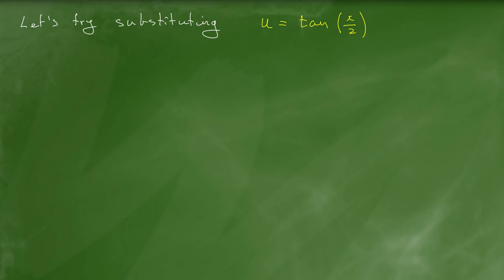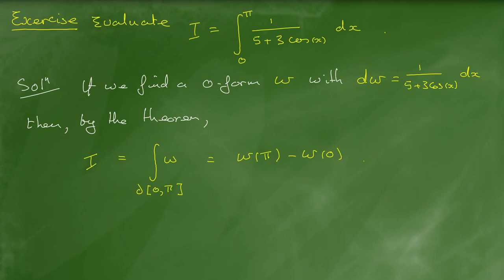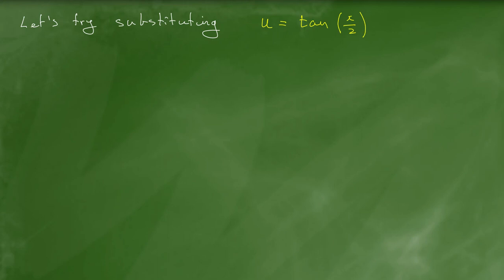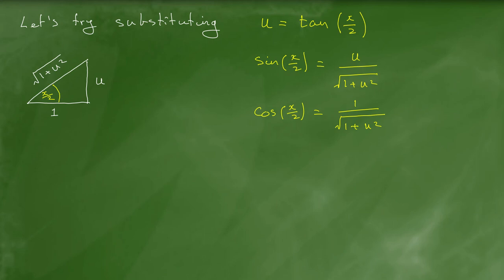How do we actually use that substitution to find a function, or a zero form omega, whose derivative is equal to this? Well, if we do the substitution u equal to tan x over 2, let's just remind ourselves, then that means that if we've got a right angled triangle with bottom side of length 1 and the opposite side to the angle I've marked of length u, then the tangent is opposite over adjacent, so the tangent of x over 2, this angle, would be u.